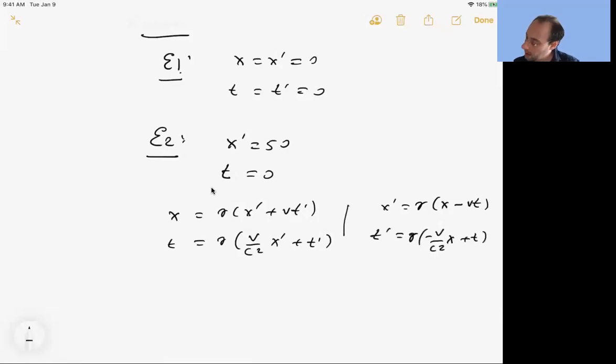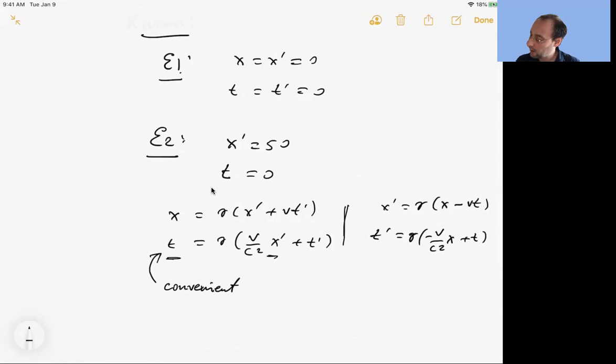Let's see. If you stare at these, what do we know? We know x prime and we know t. So it's convenient to use this one. We don't have to use just that one, right? So for example, we can look at this pair.